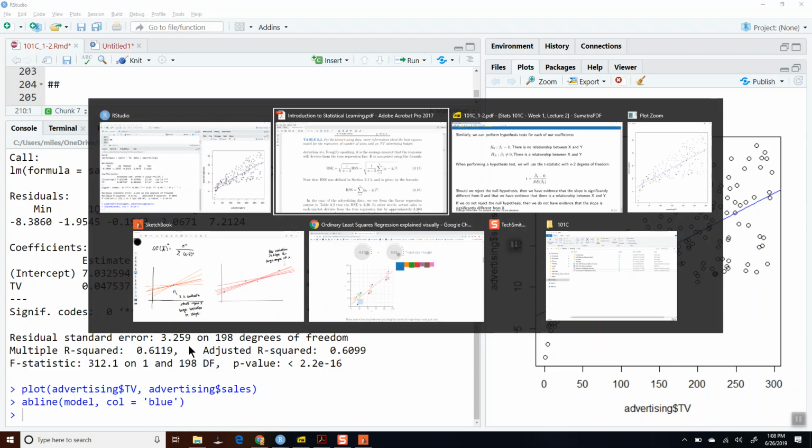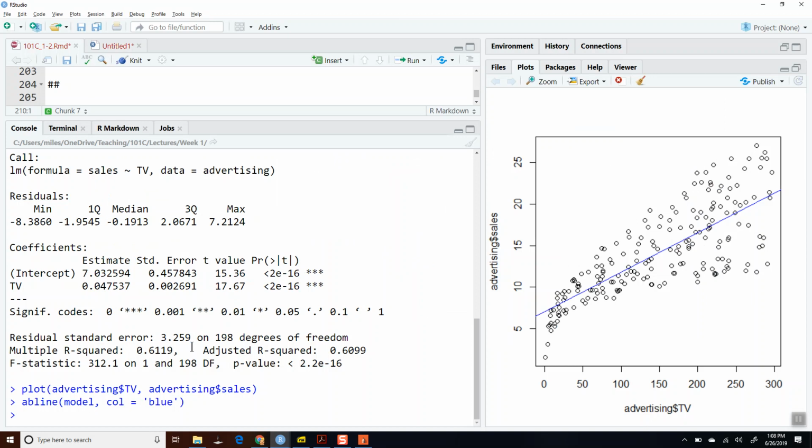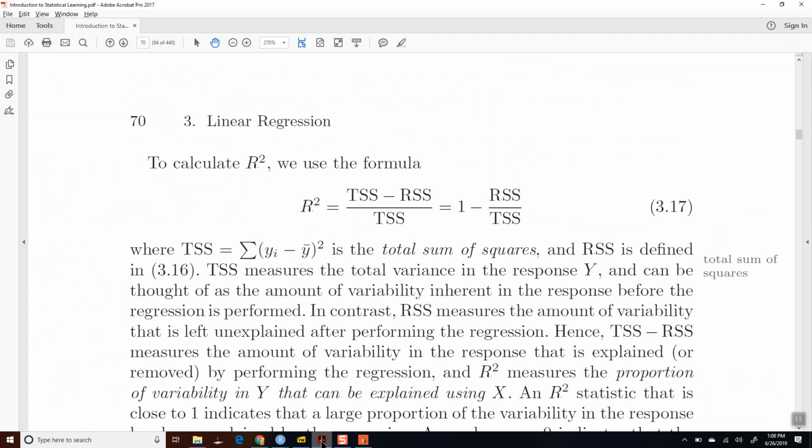So the residual standard error, the RSE, is 3.259, and then on the other hand we have the R squared value, which is 0.6119. To calculate the R squared value, that is given by TSS minus RSS divided by TSS. So what does that even mean? This is the total sum of squares minus the residual sum of squares.